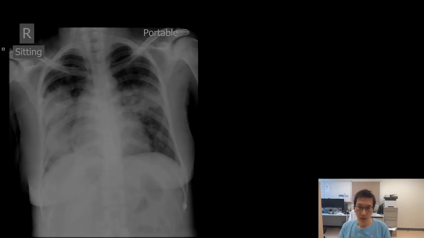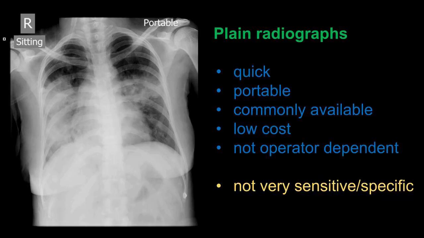So next, we're going to move on to some specific radiological modalities which can help us in sepsis management. The most common, of course, is the plain radiograph, which is extremely quick, portable, commonly available, low cost, and is not operator dependent. Of course, it's slightly operator dependent in terms of making sure you get the field of view within what you're interested in on the radiograph. But apart from that, the radiological interpretation is really up to the clinician and also the radiographer or radiologist looking at the film. It's not very sensitive or specific, and that's one of the key problems with it.